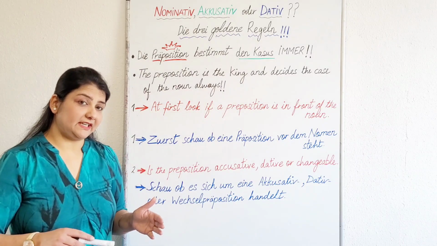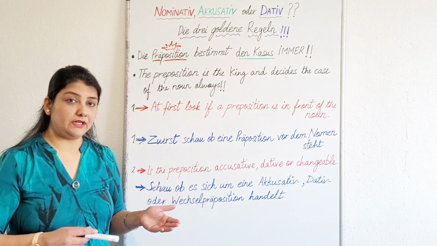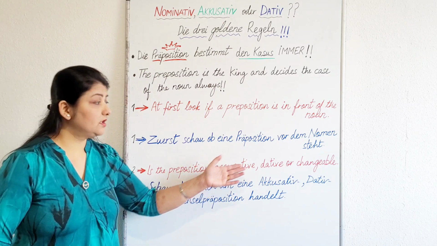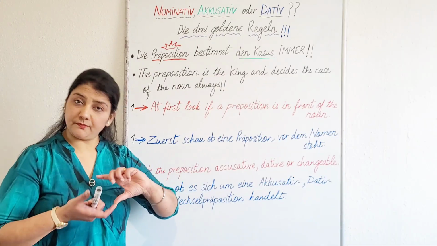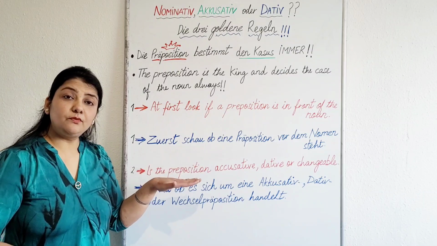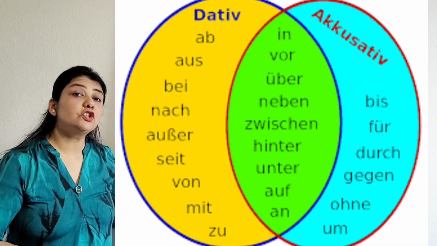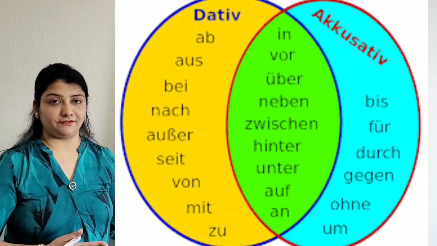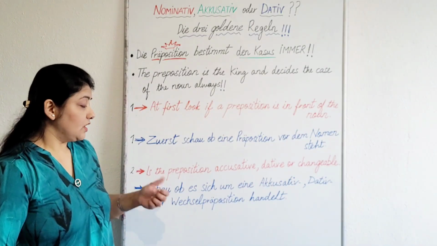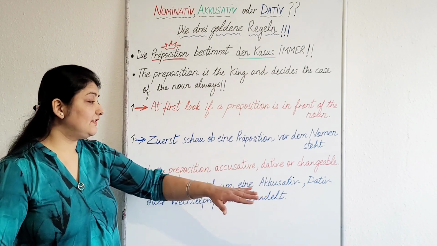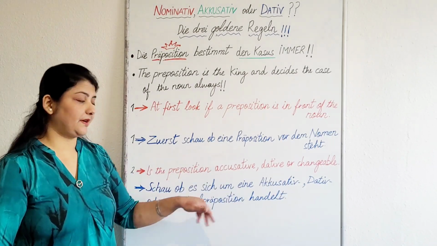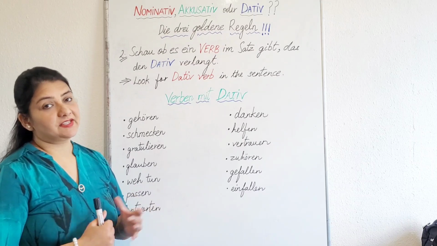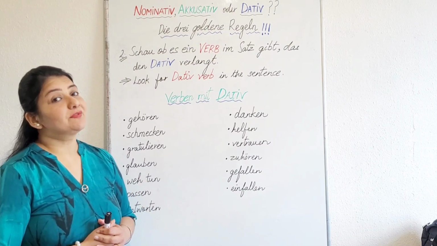Now, when you have seen that there is a preposition in front of a noun, then you have to recognize if this preposition is an accusative preposition, dative preposition, or a changeable preposition, right? So that should be our second step, that is identifying which type of preposition is there. Only then you will be able to recognize the case of the noun. Yeah? So schau dir an, ob es sich um eine Akkusativ-, Dativ- oder eine Wechselpräposition handelt. Ja? Wenn keine Präposition in einem Satz vorhanden ist, dann kommen wir zum zweiten Schritt.